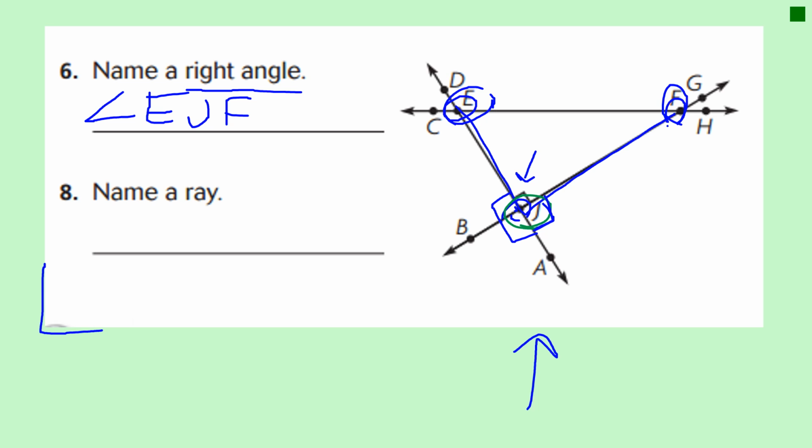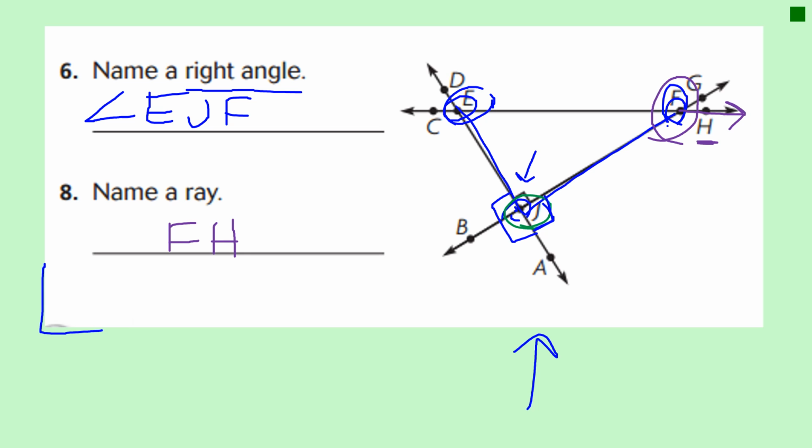Now, number 8 says, name a ray. A ray is a line that goes straight out of a point. Now, there are rays all over this too. All right, so we just have to find a point we want to work with first. Let's just go up here. I'm going to start with point F, and I'm just going to go out any direction I want to. Let's just go out this way. Okay, so I'm going to name F and then point H.